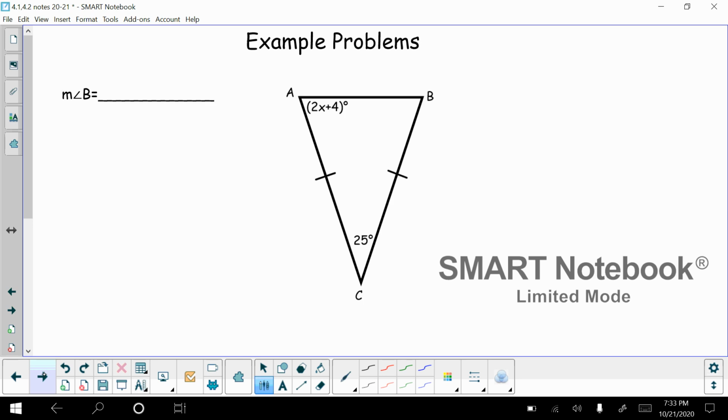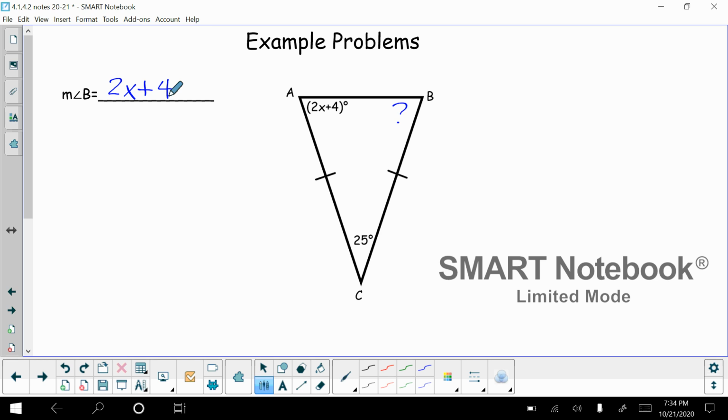Let's just try some example problems now with these isosceles triangles. So we have an isosceles triangle here based off of these two tick marks, okay? And I'm going to solve for the measure of angle B. So what is that measure? Now, here's what students will probably do in some cases. They'll say, oh, it's the same thing as the other one because those are both base angles, and they're just going to write 2x plus 4.